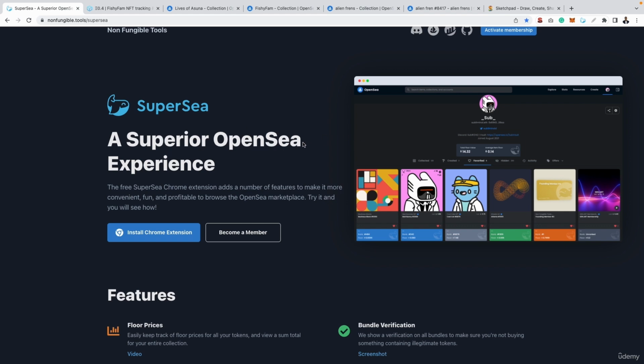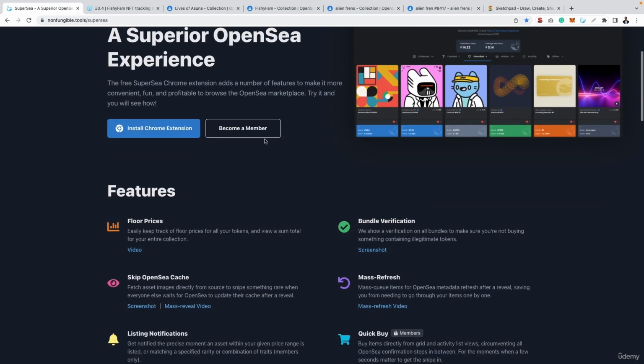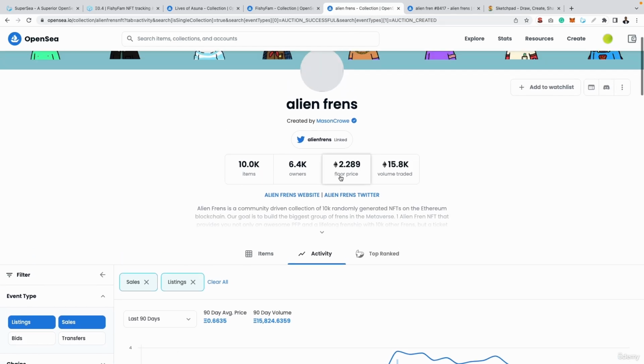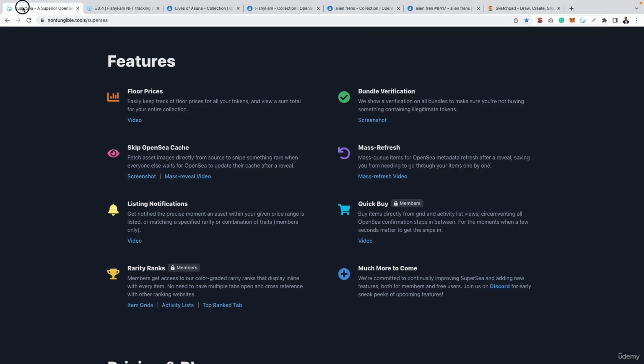So when we are using OpenSea, it's basically a Google Chrome extension and it overlays all this data onto OpenSea. We can see the floor prices very quickly from the whole collection. We can see how rare the NFTs are. We can also get notified if the price drops below a specific figure. For example, if I go back to this tab, we can see the floor price is 2.28. I want to know if someone lists an NFT for 1.6, for example, straight away. Well, you can set that up using listing notifications.